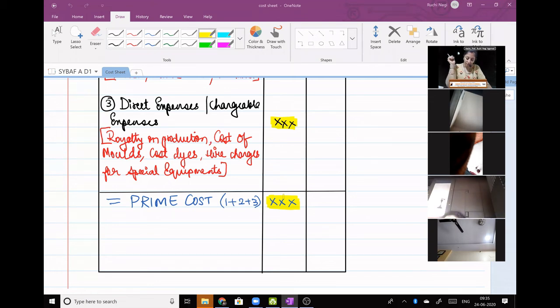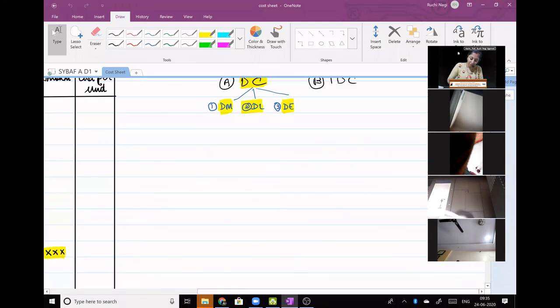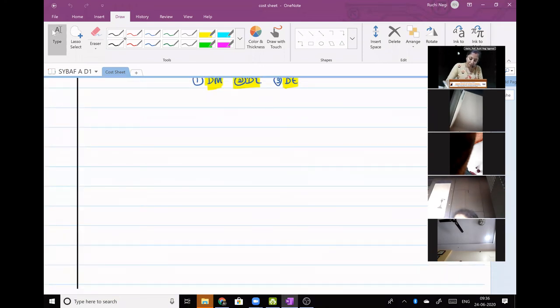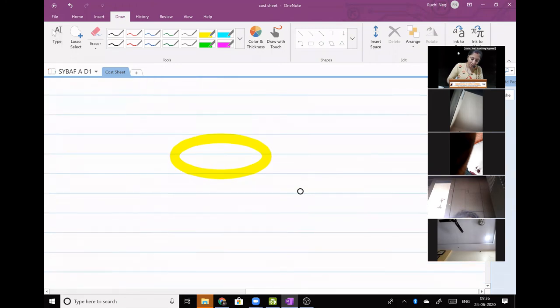Aradhya is asking what is cost of dyes. So let me explain dyes and molds together to you all. Note down the examples, whatever I am saying. Okay, students, now I'll tell you. Say for example, I'm a manufacturer of soap. This is the soap which I am manufacturing, with an oval shape.